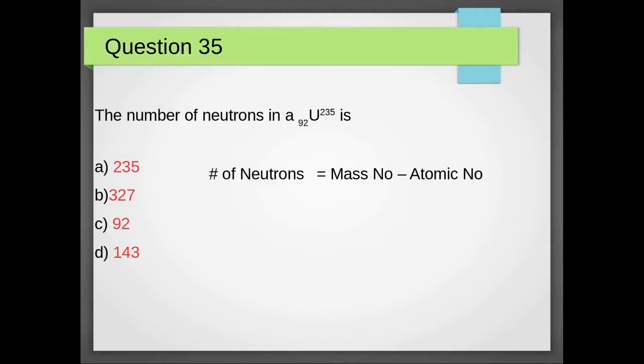Now, mass number is the sum of the total protons and neutrons in the nucleus of an atom, and atomic number is the number of protons in the nucleus of an atom. Therefore, the number of neutrons is given by mass number minus atomic number. So 235 minus 92 gives us 143. So option D is the right answer.